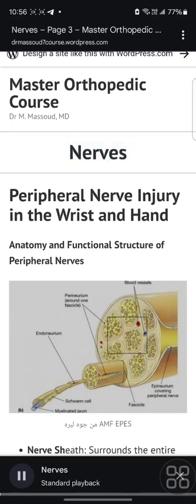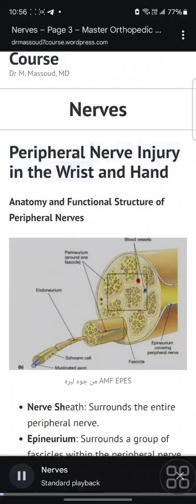Nerves. Peripheral nerve injury in the wrist and hand. Anatomy and functional structure of peripheral nerves.